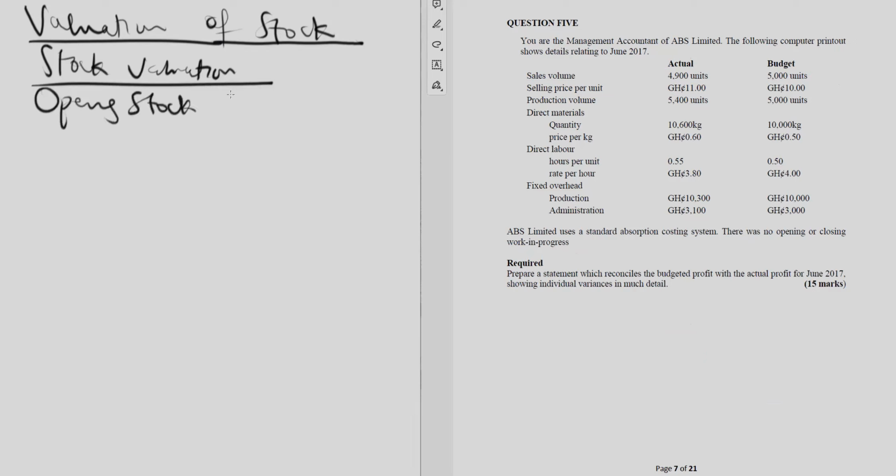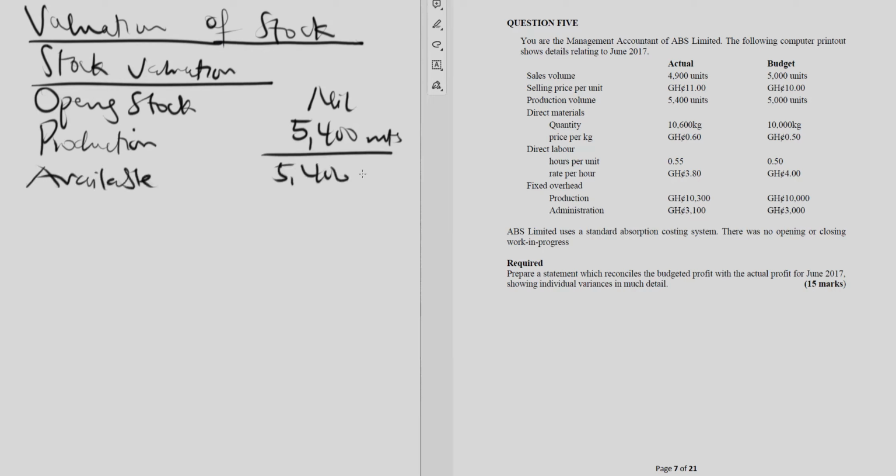So I'll first check my opening stock. There was no opening stock in this question, fine, but there was production, actual production. How much did we produce? It seems in the question that we produced 5,400 units. So if we produce 5,400 units, that means that we actually have 5,400 units available to sell. But how much did we actually sell? So sales, we only sold 4,900 units, which you can see from the data given in the question here, 49 against 54. The difference gives us the closing stock.